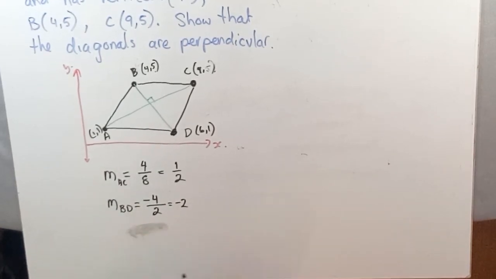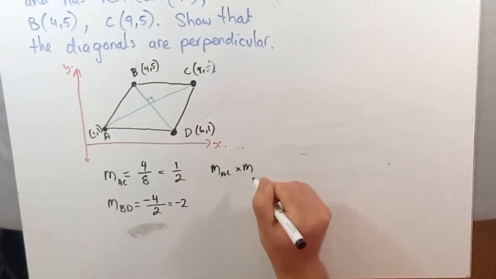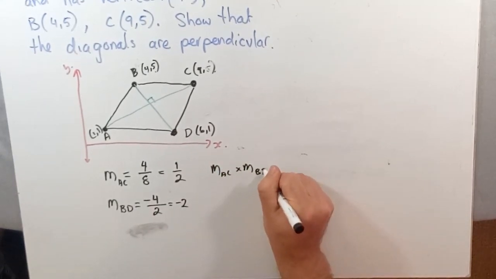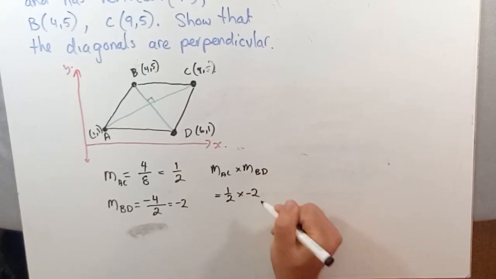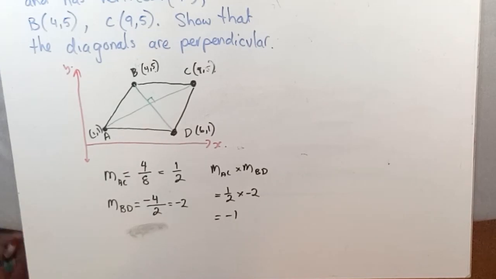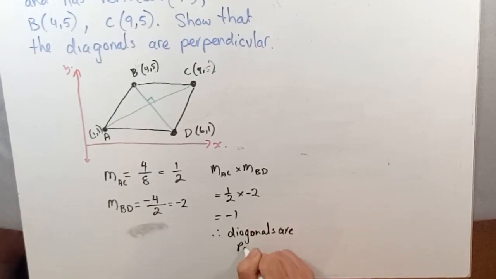So let's check if they're perpendicular. M_AC times M_BD equals 1/2 times -2, which indeed equals -1. So if it equals -1, therefore the diagonals are perpendicular.